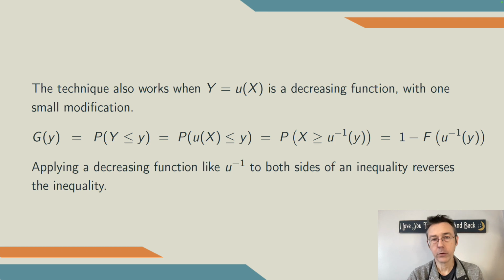The first few steps here are the same. We get the probability that u of x is less than or equal to y, but now when we apply u inverse to both sides of that inequality, we have to reverse the sense of the inequality.